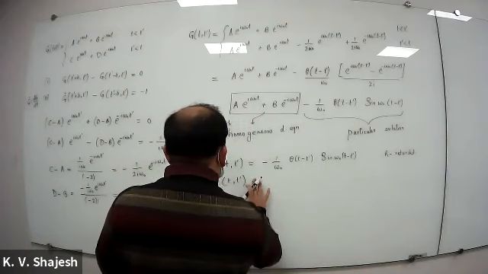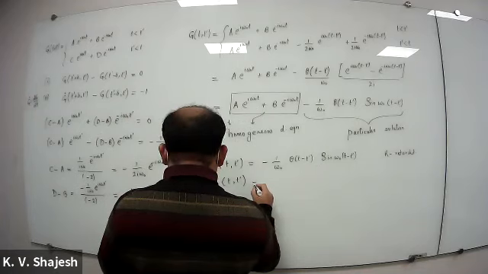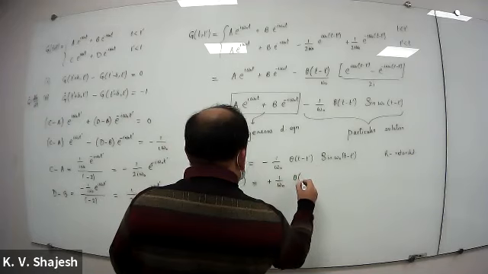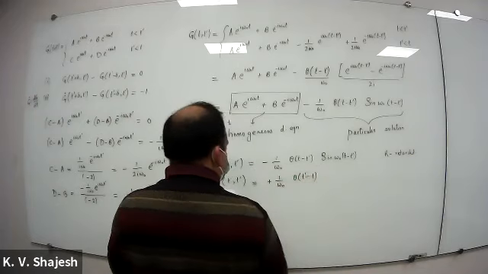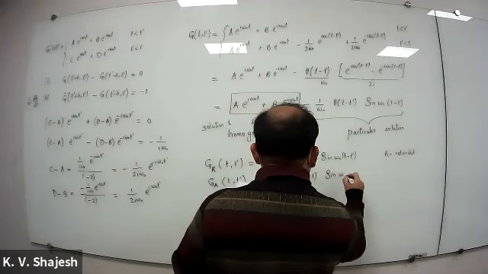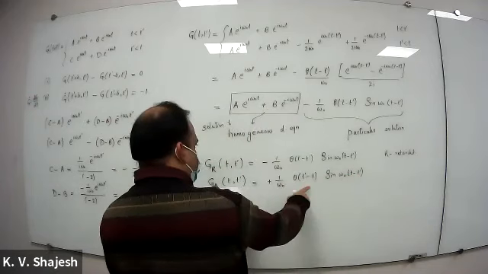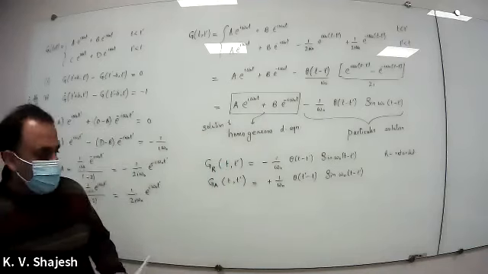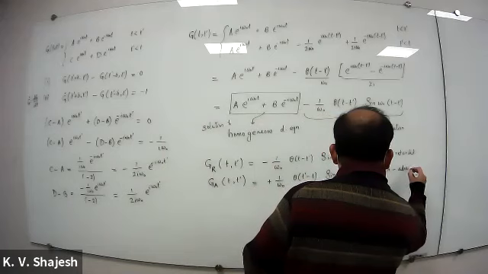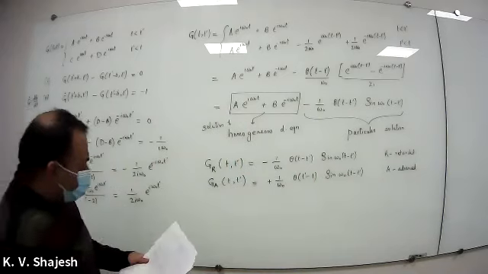This is also a solution. If I solve for A and B, then this will be plus 1 over omega naught theta of (t prime minus t), and this will be sine of omega naught (t minus t prime). Right. Notice the difference is in where it is surviving. This is called the advanced Green's function.